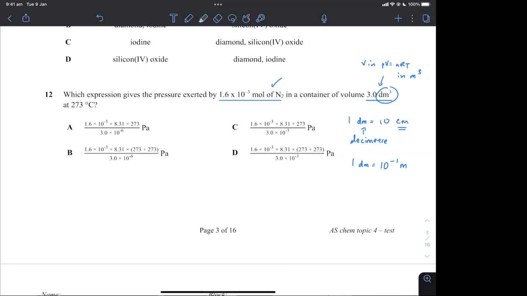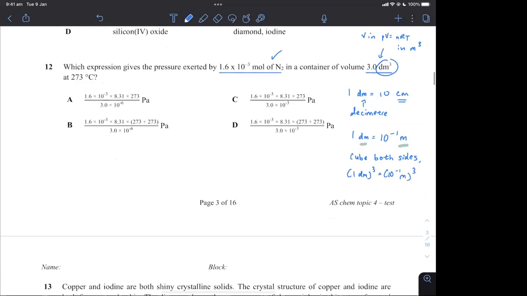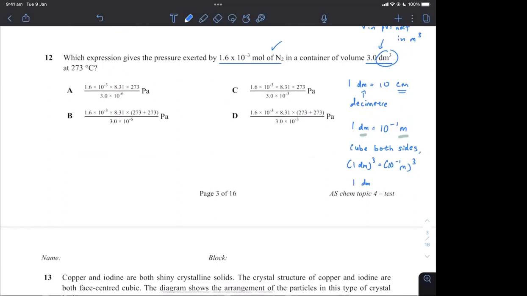So now I get 1 dm is 10 to the -1 meter. This is what you do in mathematics and physics, cube both sides. Because it's equal, whatever you do on the left, you do on the right as well. Now look what happened. 1 cubed is 1, dm cubed is dm cubed, 10 to the -1 cubed is 10 to the -3, meter cubed is meter cubed. I get my conversion factor without memorizing. I just work it out from the normal physics. Now I have 3 dm cubed, so this must be 3 times 10 to the -3 meters cubed. So I got my volume correct in meters cubed already.